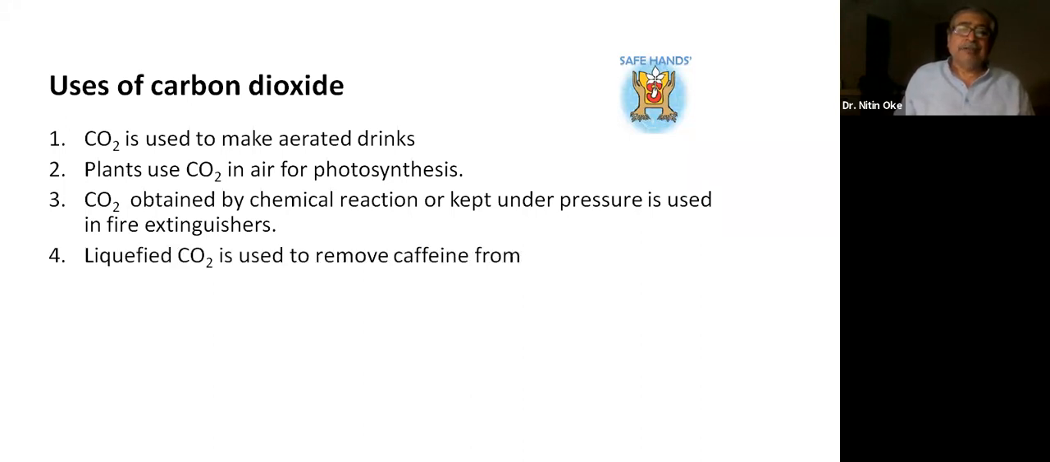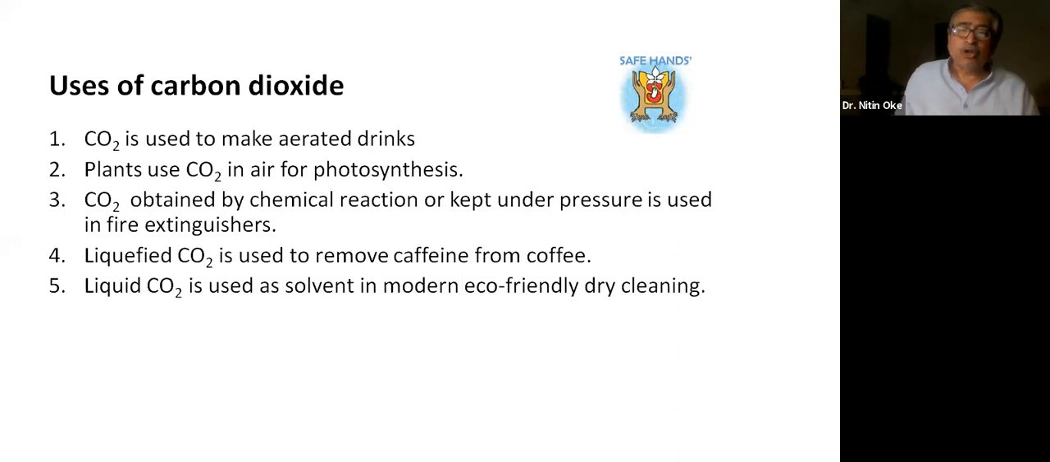Liquefied carbon dioxide is used to remove caffeine from coffee. Caffeine is a toxic substance, and from coffee it is removed by using liquefied carbon dioxide. It reacts with caffeine.